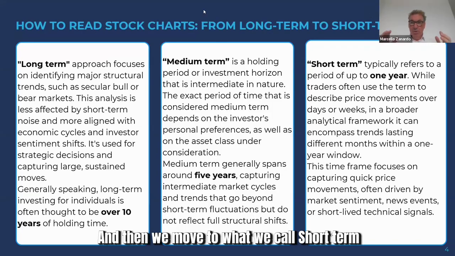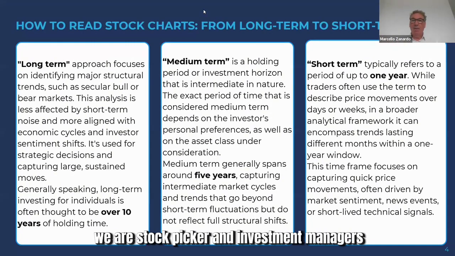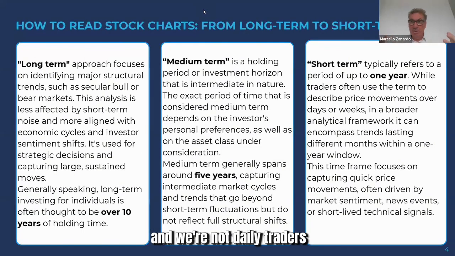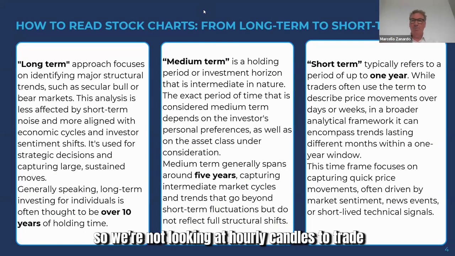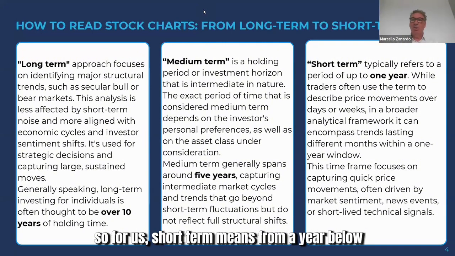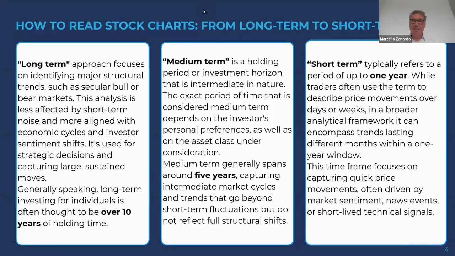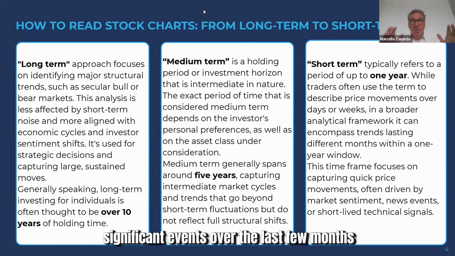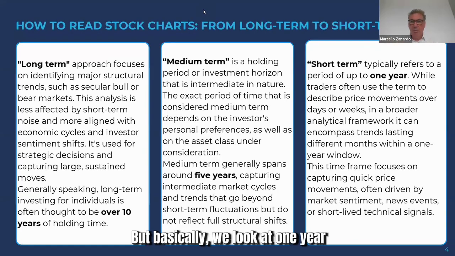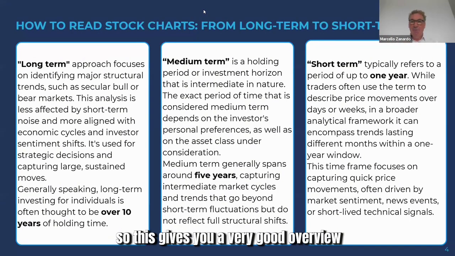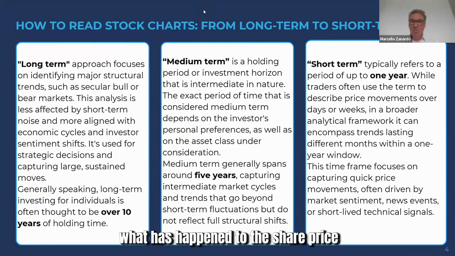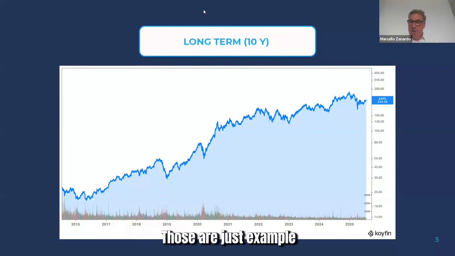And then we move to what we call short term. We are stock pickers and investment managers, and we're not daily traders, so we're not looking at hourly candles of trade. So for us, short term means a year or below, but after having looked at long term and medium term, a one-year chart typically gives us enough detail. Of course, if there are some significant events over the last few months, we narrow it down, but basically we look at 1 year. So this gives you a very good overview of what has happened to the share price and so the business.